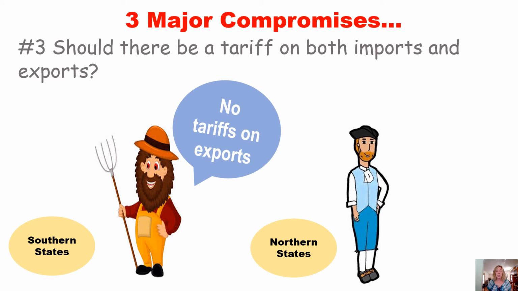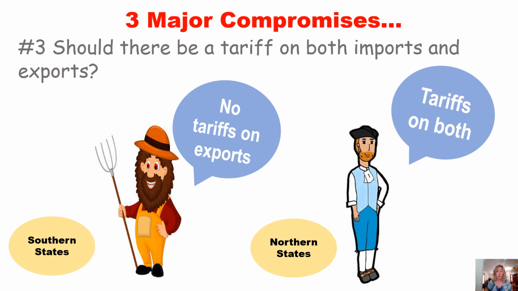Southern states did not want tariffs on exports. They were an agricultural economy, again, and they sold raw materials to Europe. They didn't want to pay taxes on this, obviously. The North wanted tariffs on both. A tariff on imports protects manufacturers here in America, so they definitely wanted that, but they figured, why not tax exports too? More money for the government.